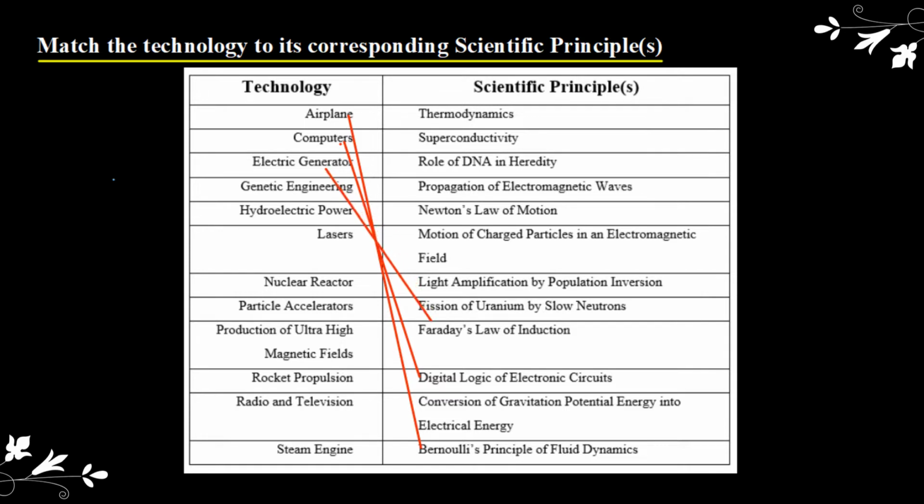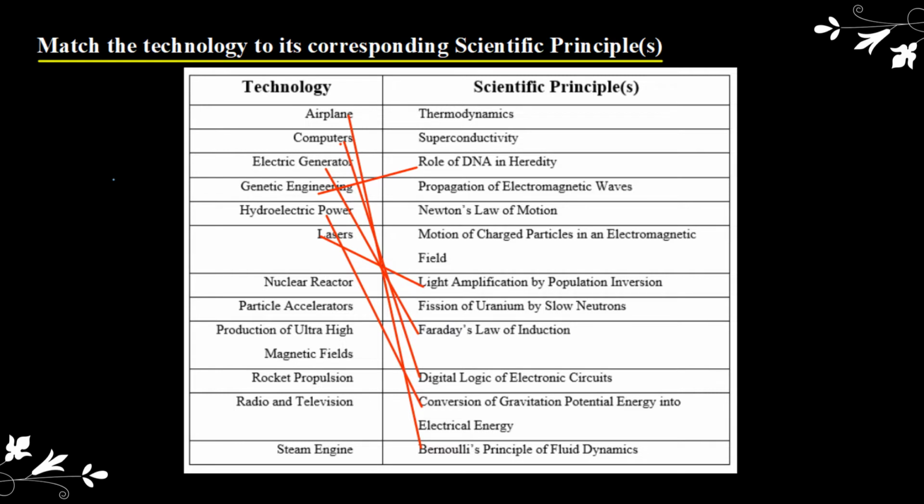Then we have electric generator. The generator works on Faraday's law of induction. And we have genetic engineering. So that is the role of DNA in heredity. Hydroelectric power plant. So that's basically the conversion of gravitational potential energy into electrical energy.